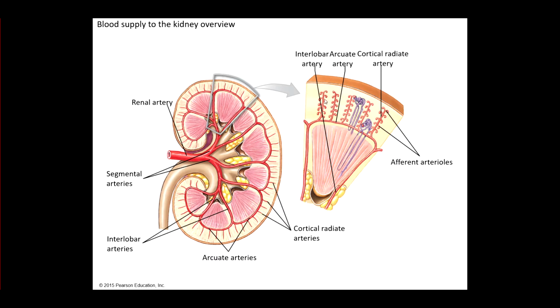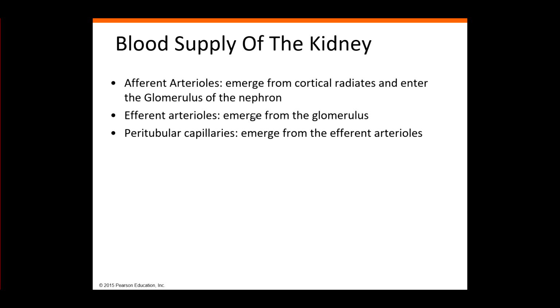Okay, so again, this is just a blow up of this region right over here so we could see those cortical radiates. From the cortical radiate artery, the next progression is this. There's going to be a blood vessel that comes off the cortical radiate artery that's going to bring blood into the nephron. That blood vessel is known as the afferent arteriole. Right? It emerges from the cortical radiate arteries and it enters the glomerulus.